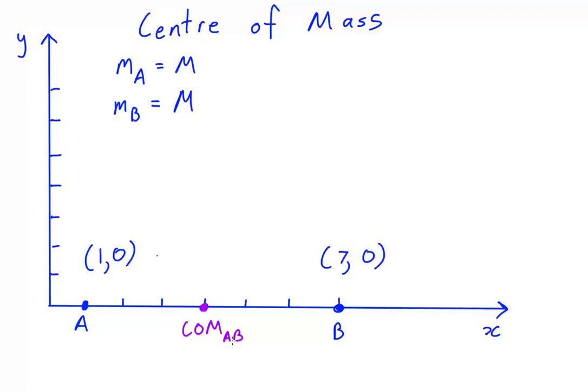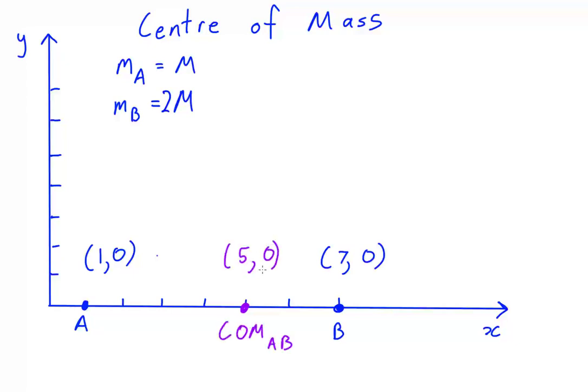But the question is, what if B had double the mass of A? So, A has mass m and B has mass 2m. Now where would the center of mass be? Well, clearly it would be closer to B now, but the question is how much closer? The answer is it should be twice as close to B as it would be to A. So therefore the center of mass is at 5, 0.